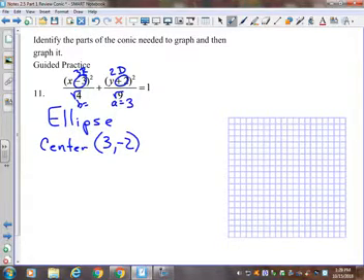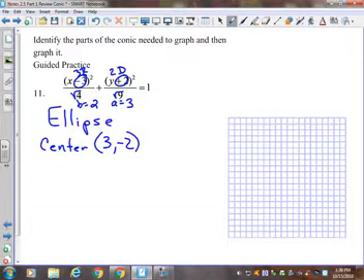So the bigger direction on this is going to make my y's go bigger than my x's. So from this center, I'll go out 3 up and down, and I'll go 2 across from the center, left and right, to get my ellipse shape. So that's not that big.